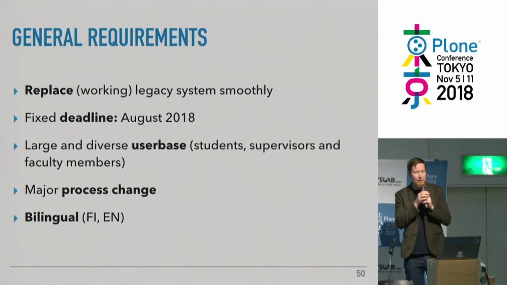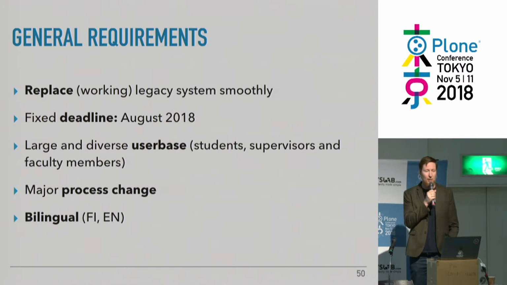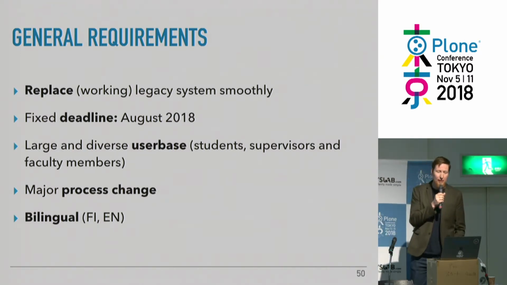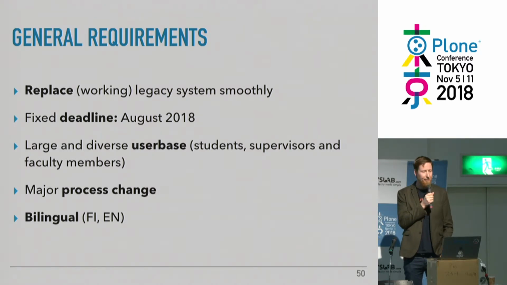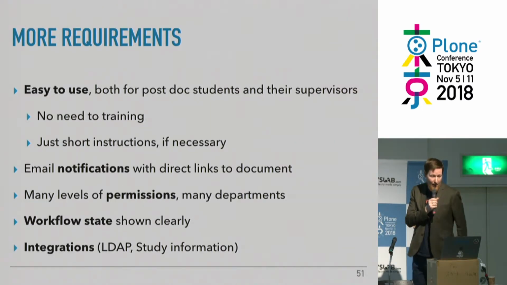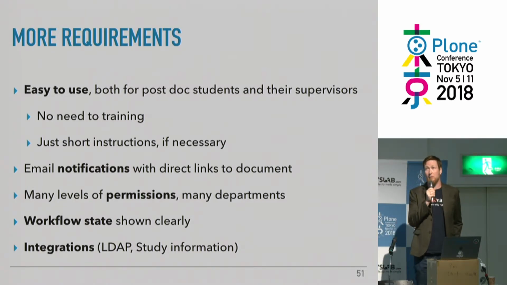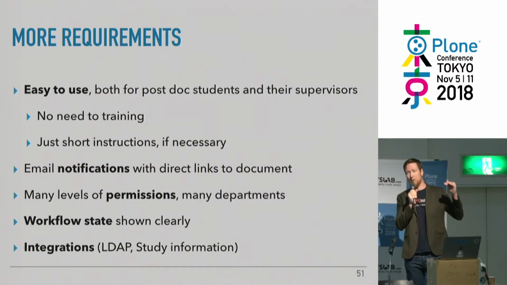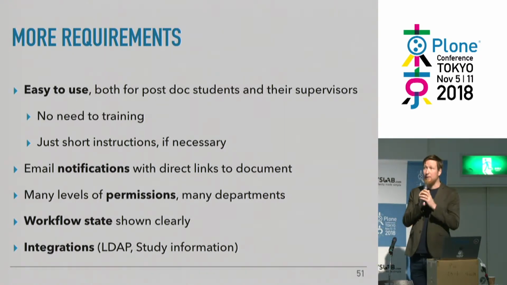Since the requirements were like this, we needed to replace the quite working legacy system. We had a fixed deadline this August. We had a large and especially diverse user base with students and supervisors and faculty members. And then there would be a major process change. And of course the system should be bilingual, Finnish and English. More requirements: easy to use for every role, no need for training, maybe some short instructions if necessary. And then the notifications, and definitely many levels of permissions, so that in different departments, different people could see different submissions. And then workflow state should be shown clearly, and there would be need for many integrations.